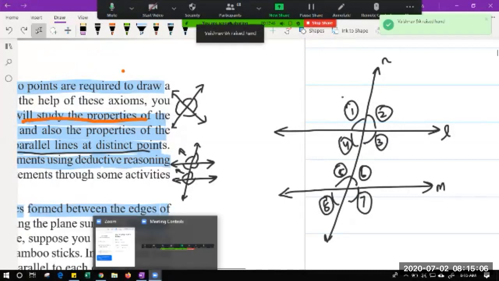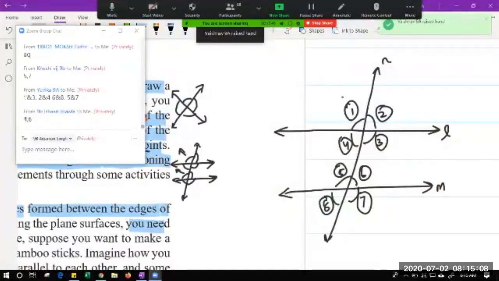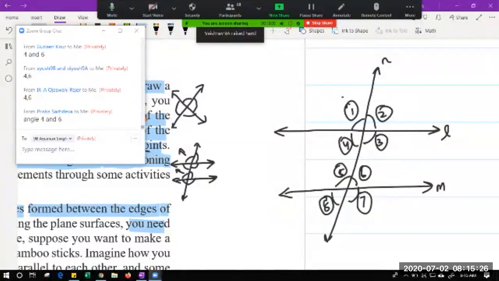And don't mind if I'm not able to take your name, because there are many students. Yuvika 1 and 3, 2 and 4. Okay, you are taking that one. 1 and 6, Gurleen Kaur. 1 and 6 is not correct, Gurleen. 1 and 6 are not alternate interior. Vaishnav is saying 3 and 6, Utkarsh 4 and 6. Utkarsh is correct. Vaishnav is wrong because 3 and 6 are not alternate interior angles. Okay. Then Ayush saying 4, 6 correct.